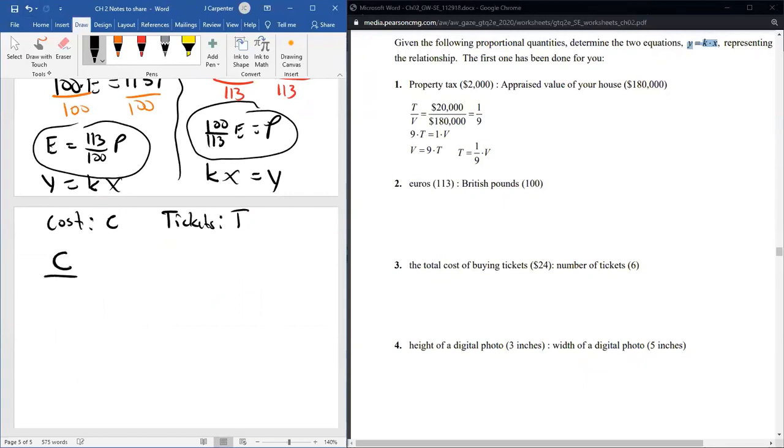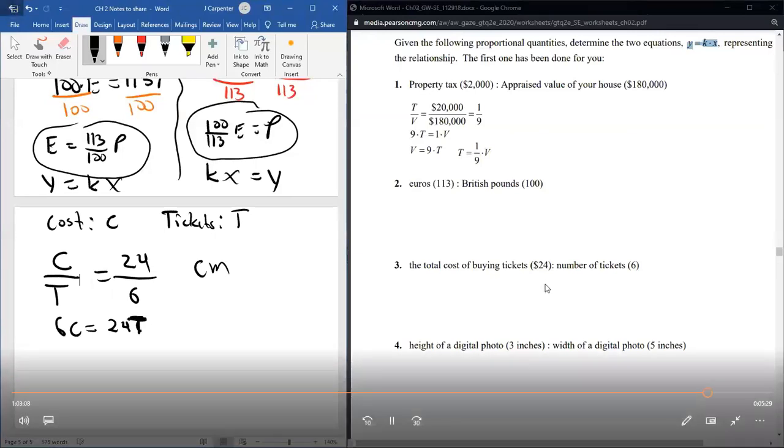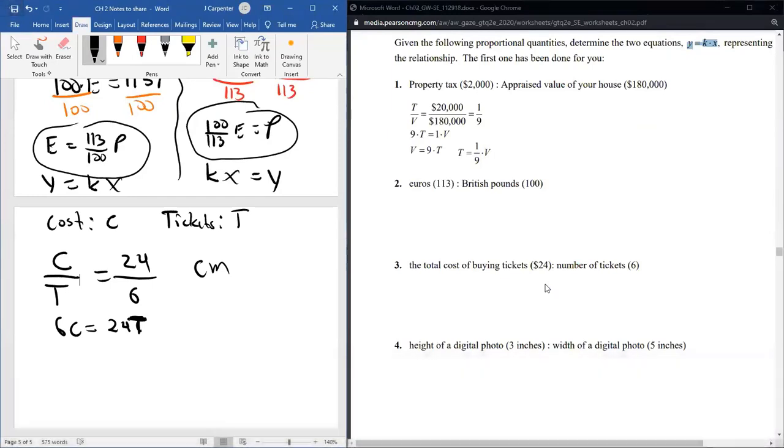So I'm going to go C over T. I could do T over C. Doesn't matter. Just be consistent. So make sure you put the cost of 24 in the top, the number of tickets, which is 6, in the bottom. Then we cross multiply, and we get 6C is equal to 24T. You could have reduced that first. I honestly generally don't. There's nothing wrong with that. But this is just the way I do things.